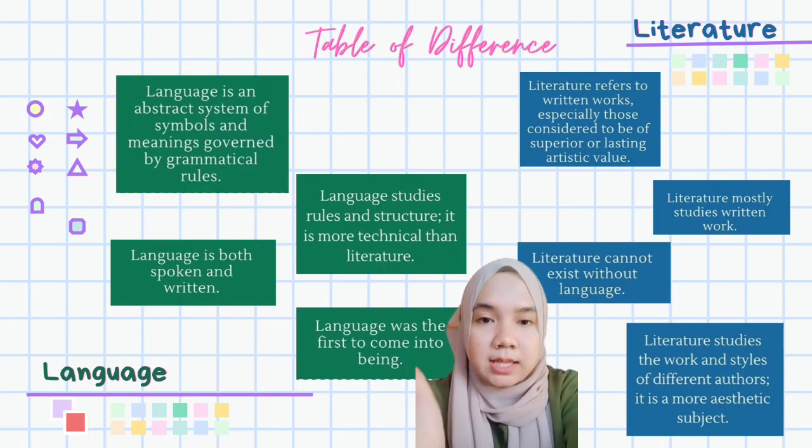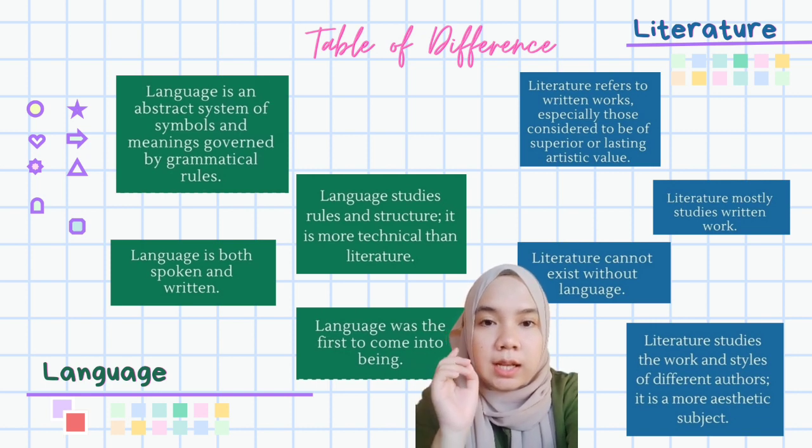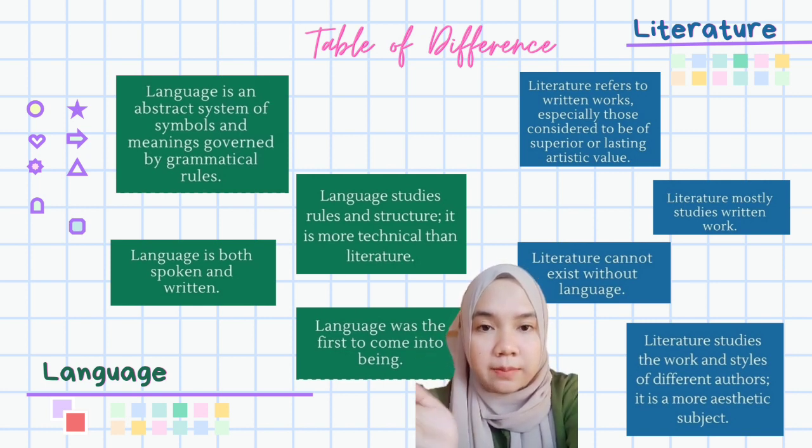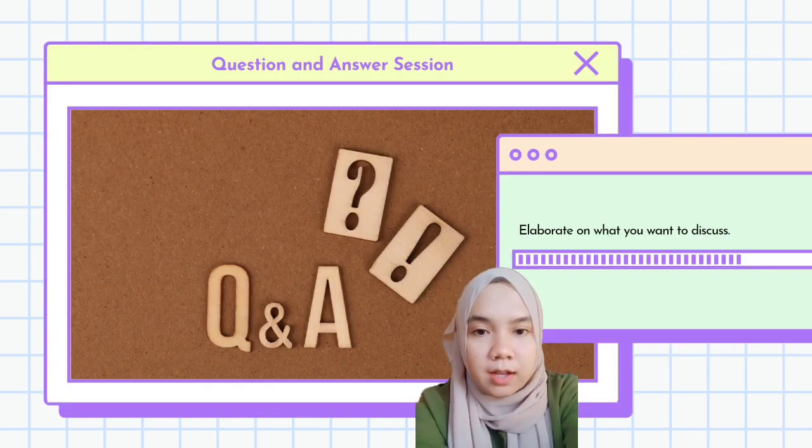In this slide, I mentioned a brief summary of the difference between language and literature. As you can see, I made it simple in this table. Okay, next we move on to the question and answer section.